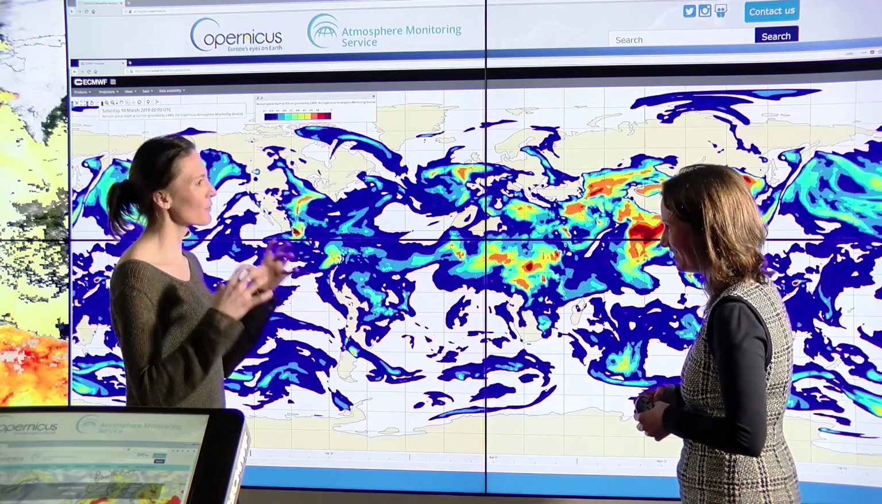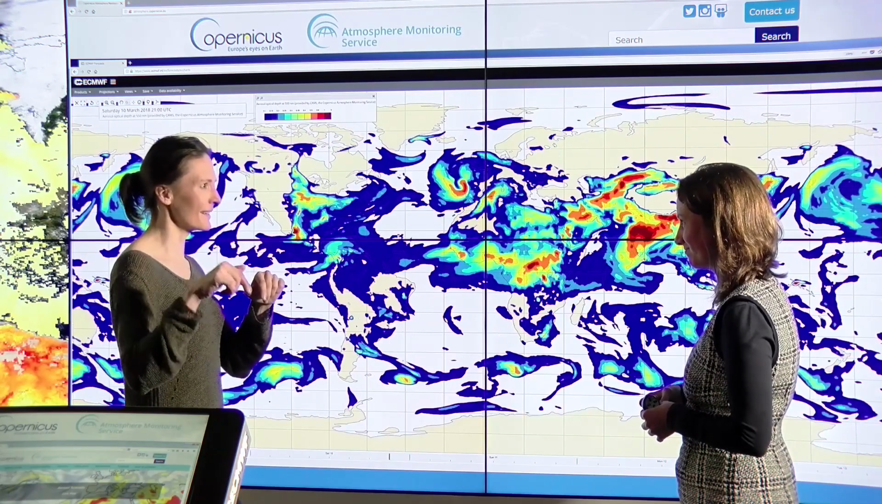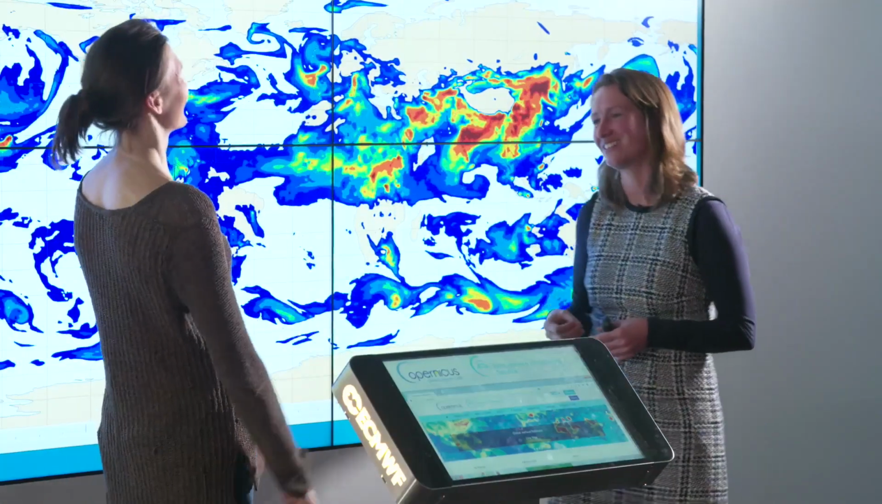But in principle, you've got the data now, so we might understand our atmosphere today better in 10 years' time. Yes, exactly that.